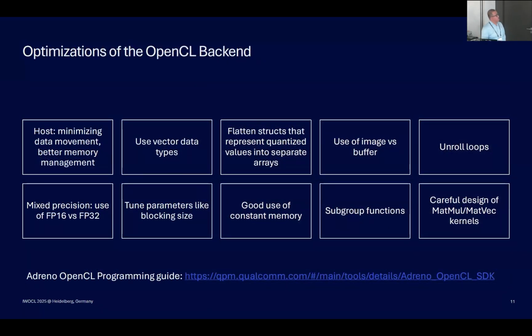So here's a list of the optimizations we used in the project, just at a really high level. For example, on the host side, we try to minimize data movement, improve the memory management, and use vector types. For Adreno specifically, we prefer image over buffer, and we tuned a lot of parameters. We use constant memory a lot. We also use subgroup functions, like broadcast functions, for the matrix multiplication and vector multiplication kernels. We tried all different ways to get the optimal performance.